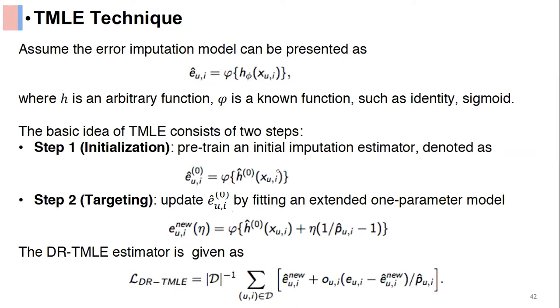It can be derived by using the existing doubly robust matrices like DR, JL and MRDR. And step 2 is the target step. This is the key step. It updates the initial estimate by fitting an extended one-parameter model, which includes a single variable, the inverse of the propensity minus 1, and the offset of the initial estimator.